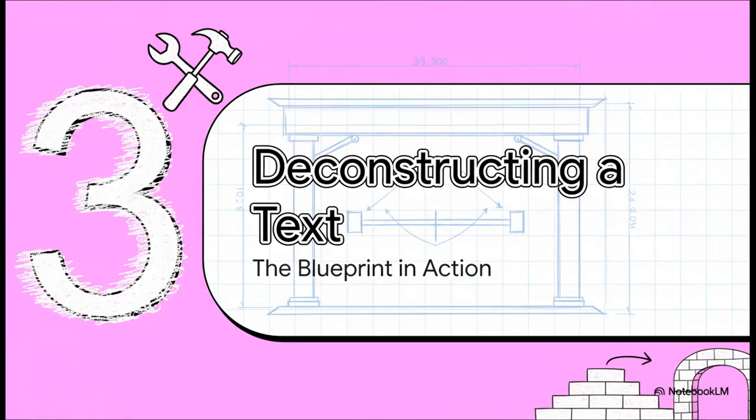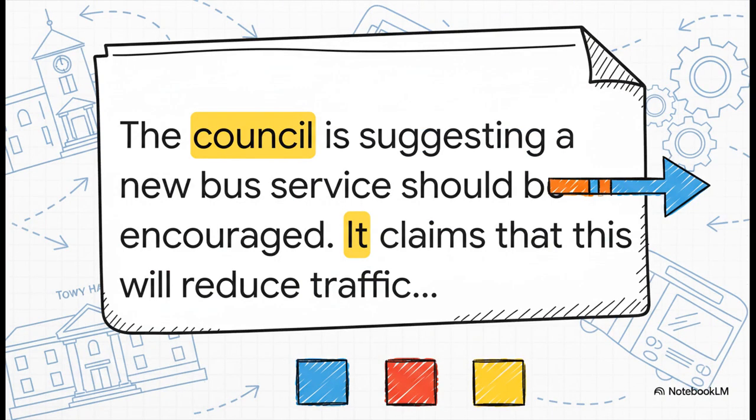Okay, theory is great, but let's get our hands dirty and see how all this stuff comes together in the real world. We are going to take a short letter to a newspaper and see if we can spot the cohesive devices holding the whole argument together. This is where we get to see the architect's actual blueprint. So here's a little snippet from our text. It's about a proposed bus service. Just reading these first few lines, you can already start to feel the argument building, right? The sentences feel like they belong together. But why? What's actually connecting them?